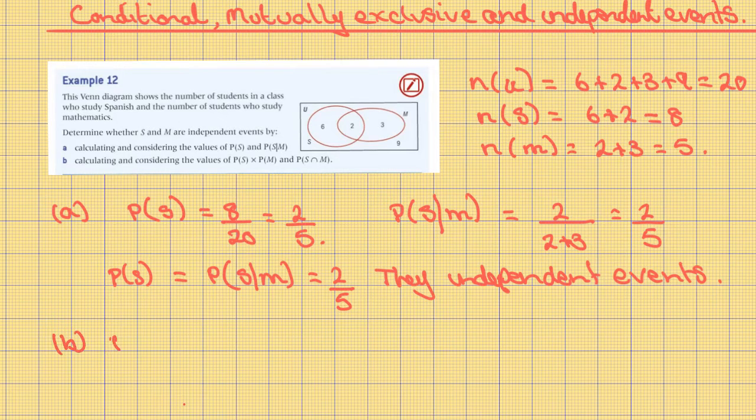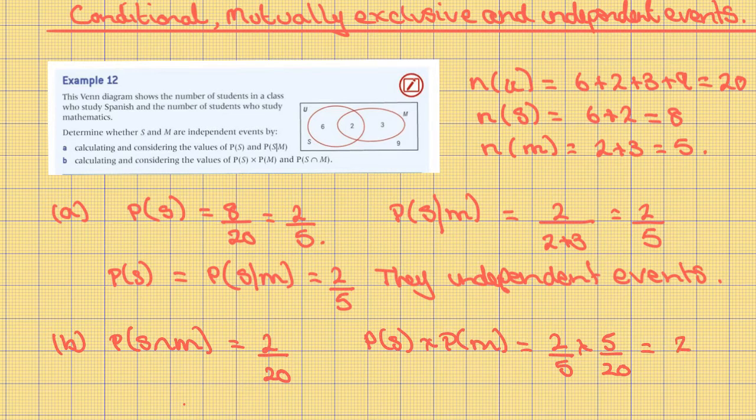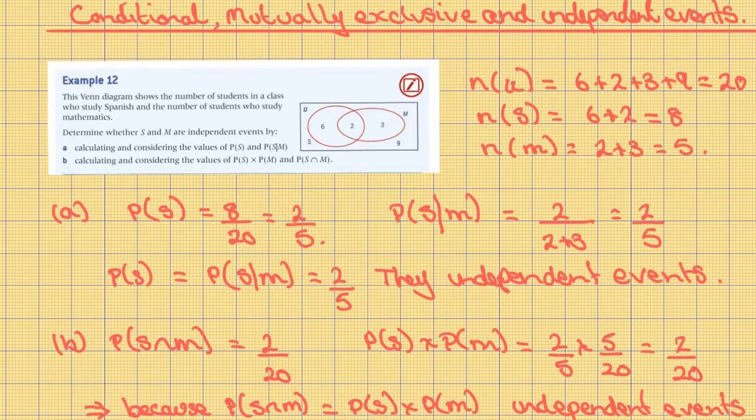B. The probability of S intersection M is equal to 2 over 20. The probability of S times the probability of M is equal to 2 over 5 times 5 over 20, which is equal to 2 over 20. Therefore, because the probability of S intersection M is equal to the probability of S times the probability of M, the two events are independent events.